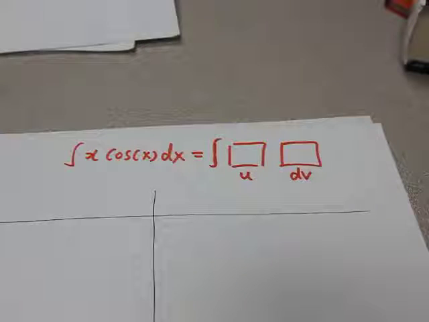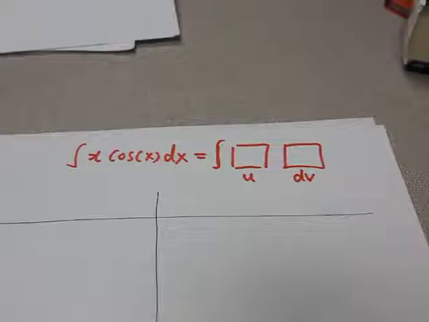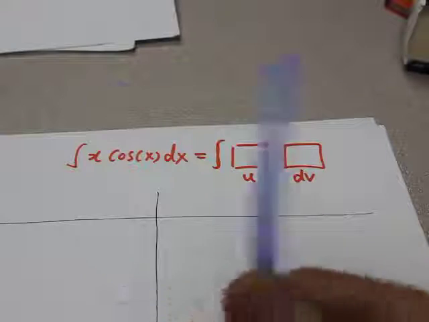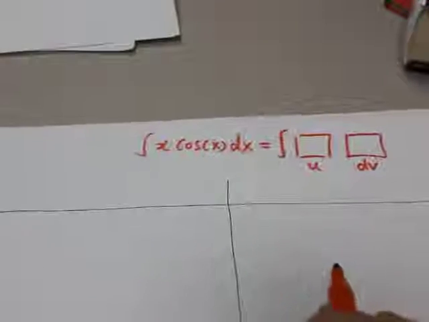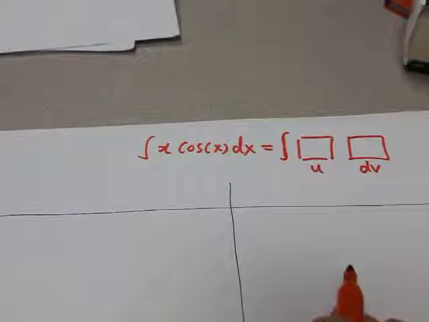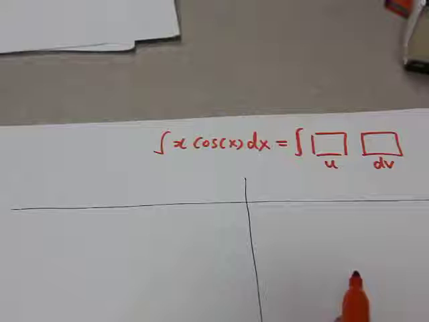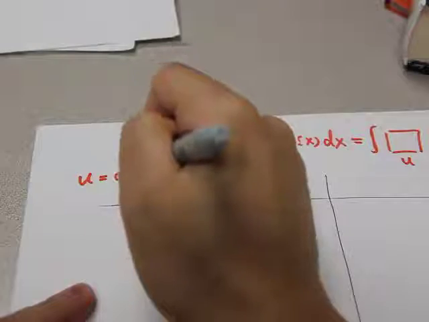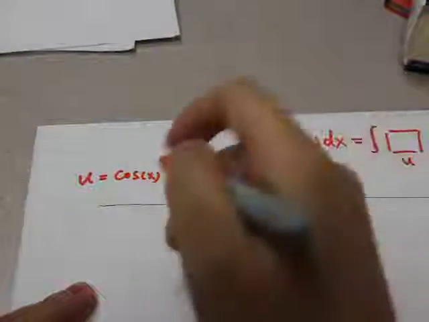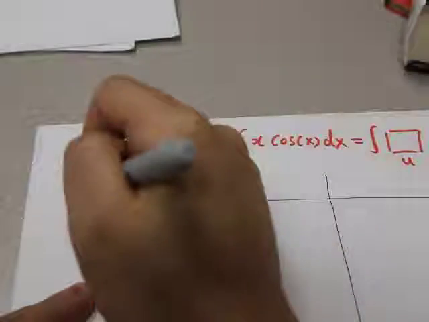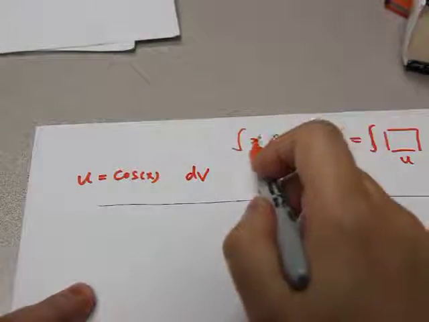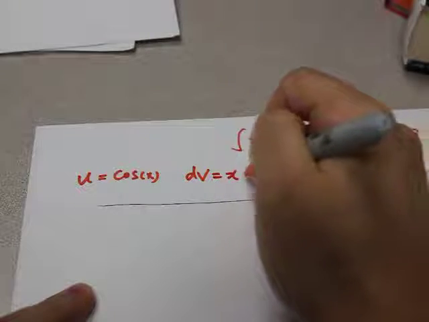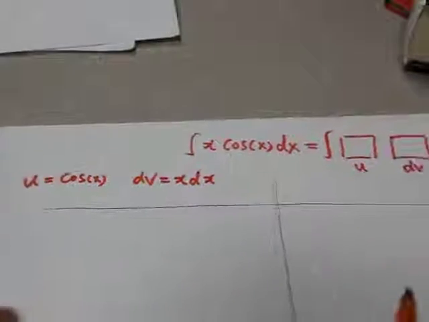So, just like in the previous example, I will choose u to be different functions. So I will compare different choices to see which choice is the right one. Let's see. If I choose u of x to be cosine x, that means the rest of this expression, which is x dx, is going to be dv, right? Okay.